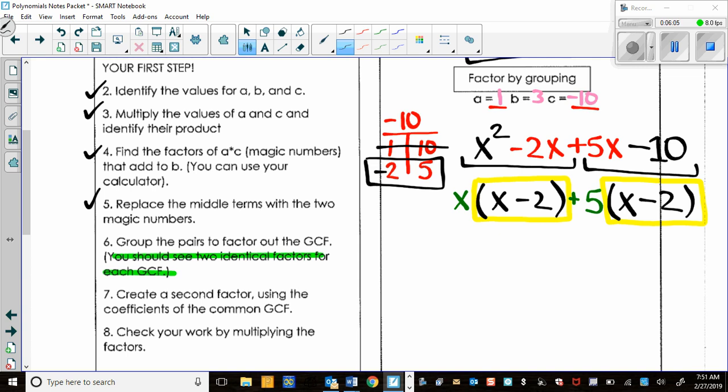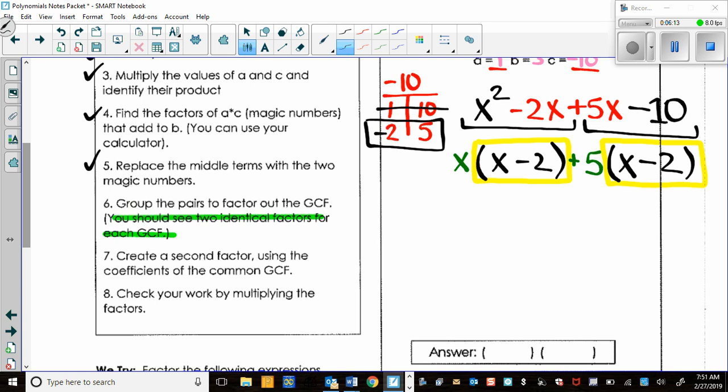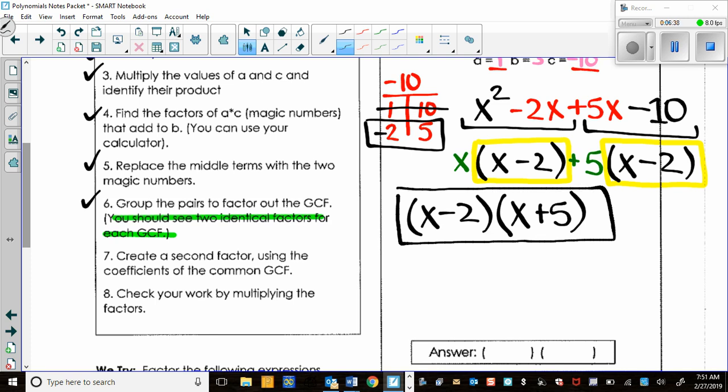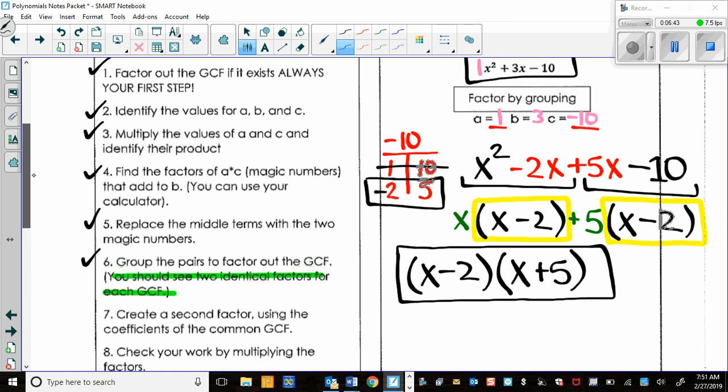What's left over, what's written in green, is my second factor. So let me show you what you're going to do. All right, so step 7, we've done step 6. Step 7 is create a second factor using the coefficients of the common GCF. So let me show you what that means. What I've highlighted in yellow is one of my factors. What's left over, so the x and the plus 5, that is my second factor. So this is the factored out form of x squared plus 3x minus 10.